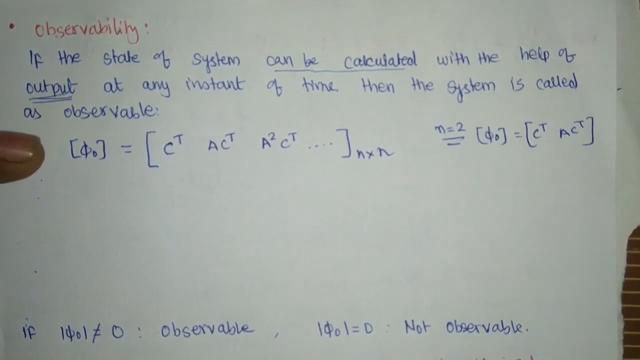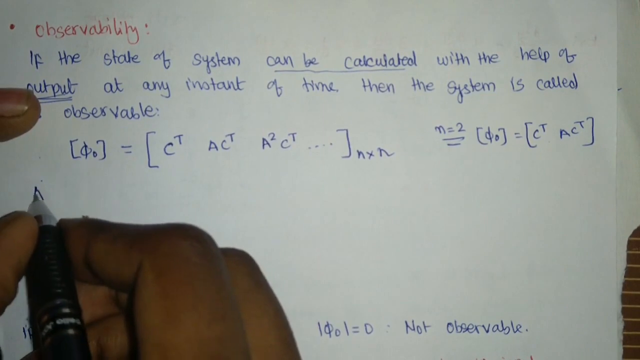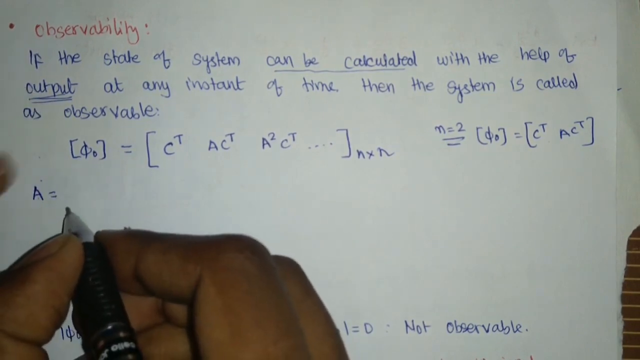Now let's take the same example again that we have done. So what was our A matrix?